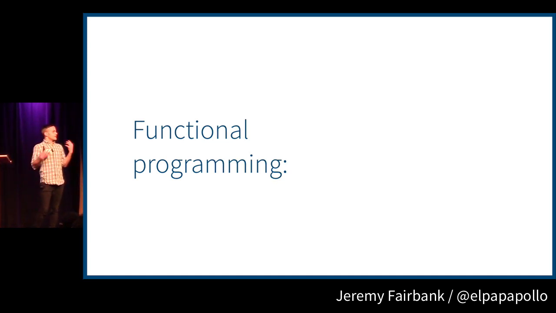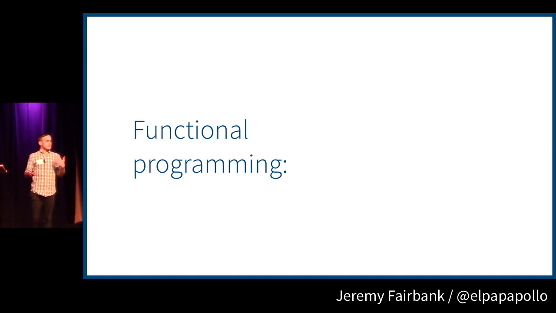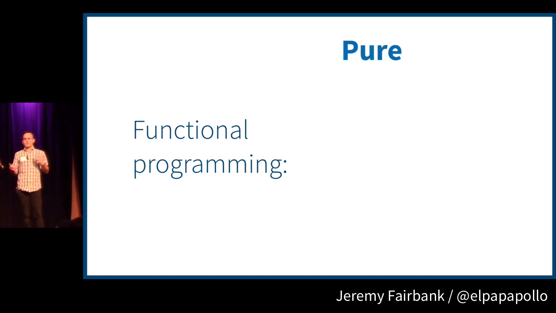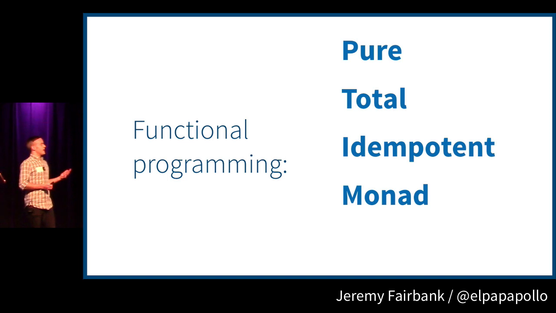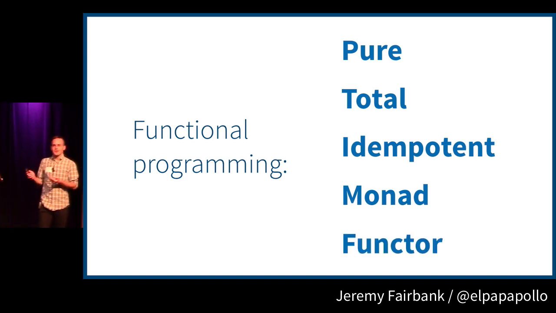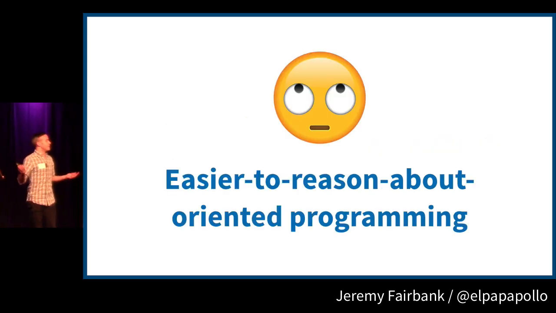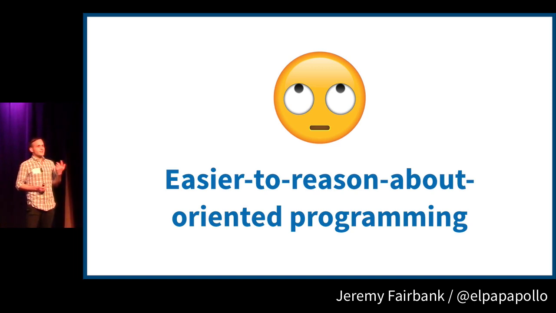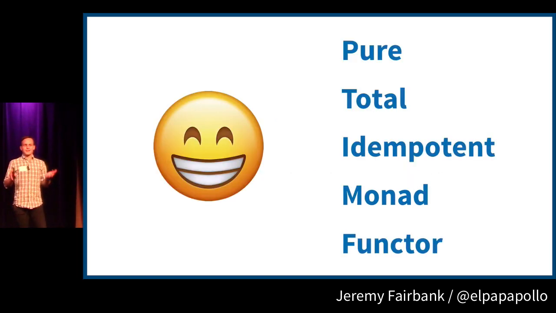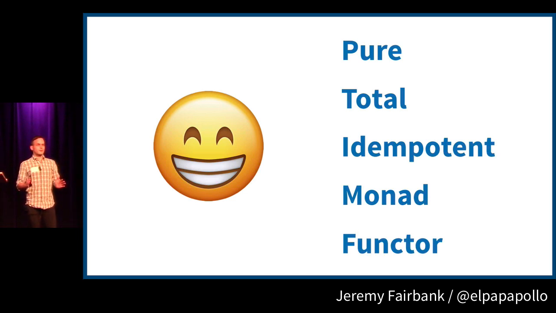So what is functional programming? There are a lot of terms that you have probably heard or thought of before, like pure, total, idempotent, monad, functor. I like to call it easier-to-reason-about oriented programming. Side note, I was kind of disappointed there's not a tongue-in-cheek emoji. But seriously though, these are really cool concepts with fascinating mathematical backgrounds.